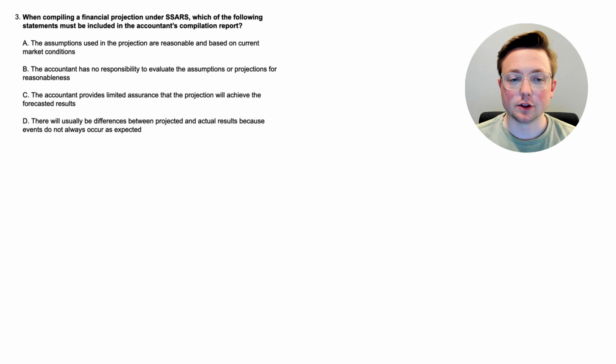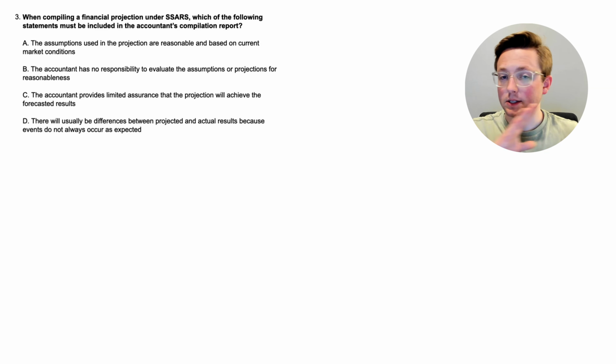All right, here we are at question 3. When compiling a financial projection under SARS, which of the following statements must be included in the accountant's compilation report? So let's go through this. Option A, the assumptions used in the projections are reasonable and based on current market conditions. Option B, the accountant has no responsibility to evaluate the assumptions or projections for reasonableness. Option C, the accountant provides limited assurance that the projection will achieve the forecasted results. Or option D, there will usually be differences between projected and actual results because events do not always occur as expected.